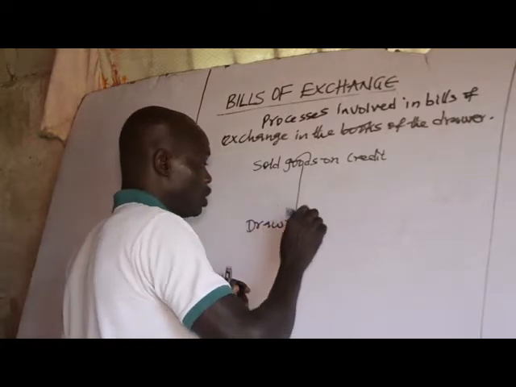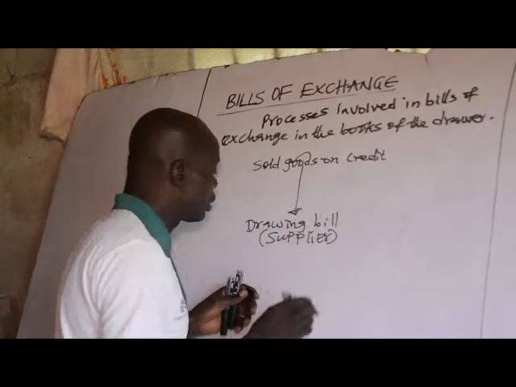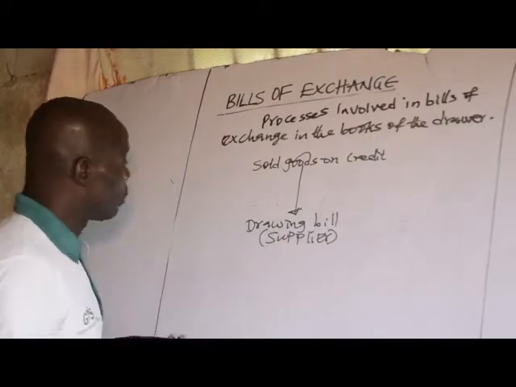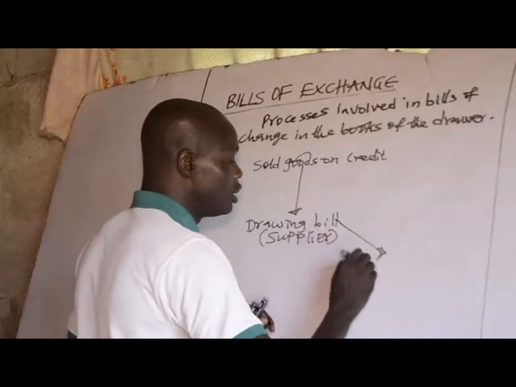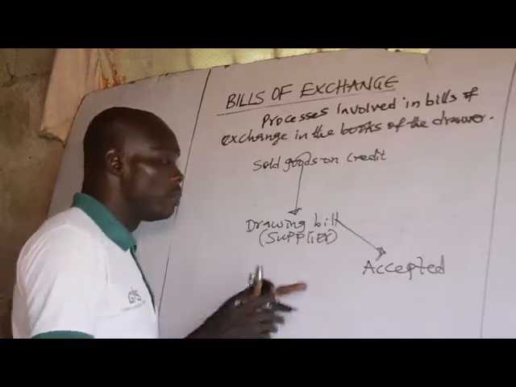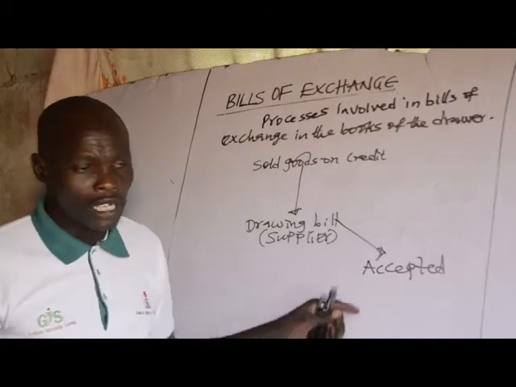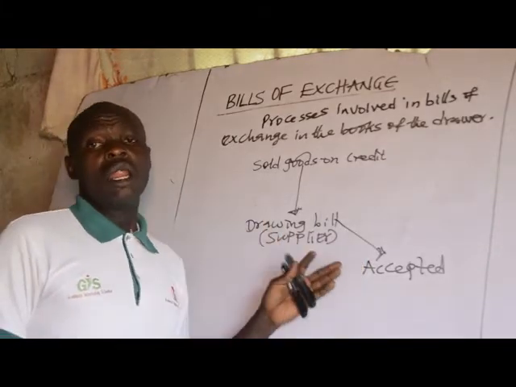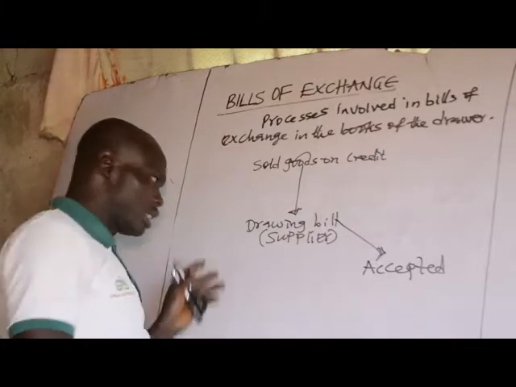Drawing bills. That is, the supplier will draw a bill on the debtors, requesting the debtors or the customer to pay the amount owed. When the customer receives the bill, the customer will accept it by appending his signature on the bill and also write the word accepted across the face of the bill. In that case, the bill becomes a legal proof of the indebtedness of the debtors to the creditors.